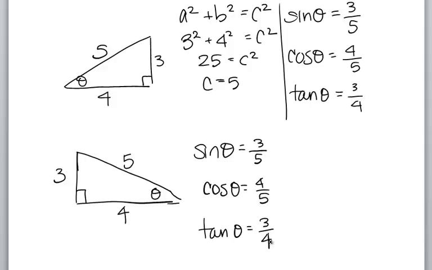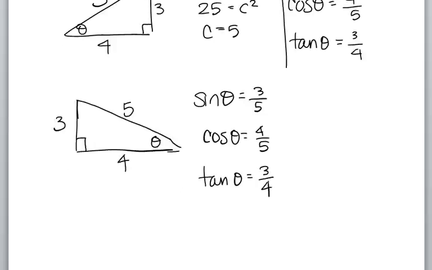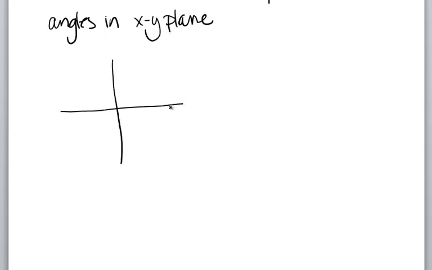What we're going to do shortly is put these triangles into the xy coordinate plane, the Cartesian coordinate system. Now before we do that, we need to get some terminology or conventions down. So let's look at angles in the xy plane. Whenever we talk about angles, we always start at the 3 o'clock position. Whether we're in degrees or radians, 0 degrees and 0 radians.